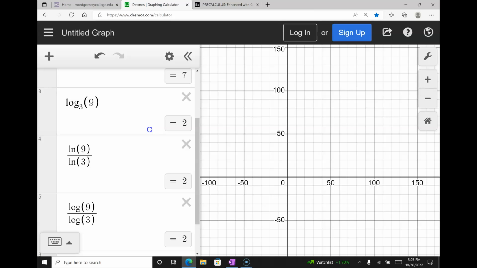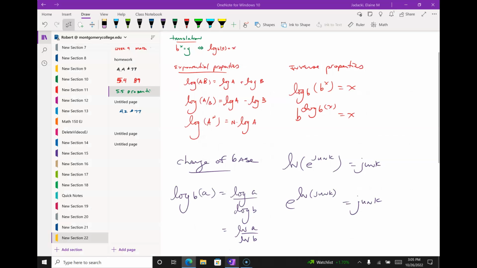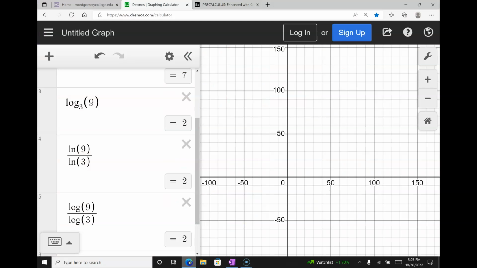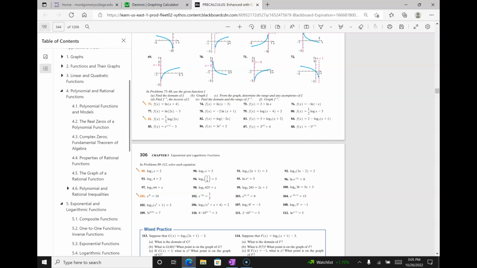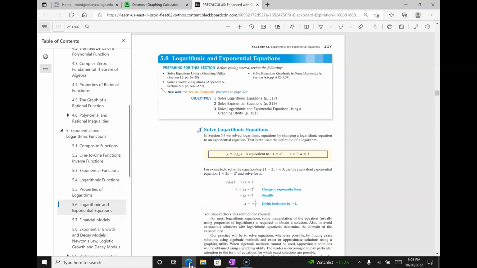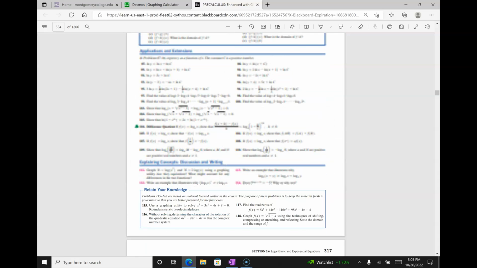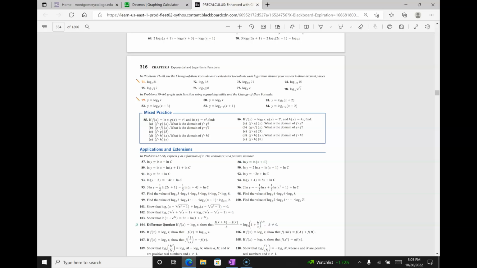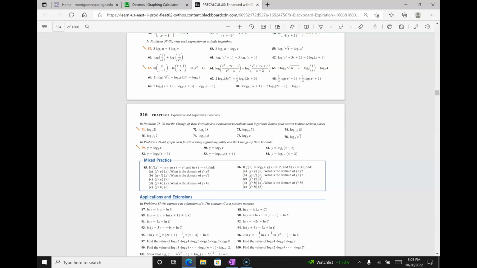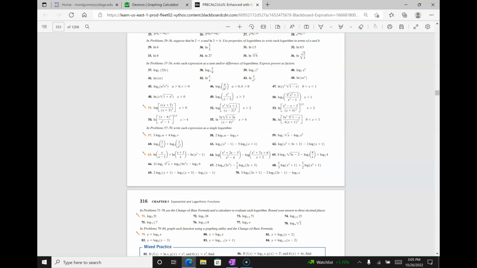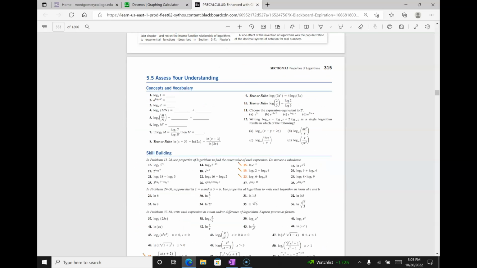You got to get to work on them, okay? So here we go. Let's look at some problems from 5.5. The most difficult piece is 5.6, and it's the most important, okay? So we're almost ready to start working on it. Okay, so we're just going to pick a couple of problems here.